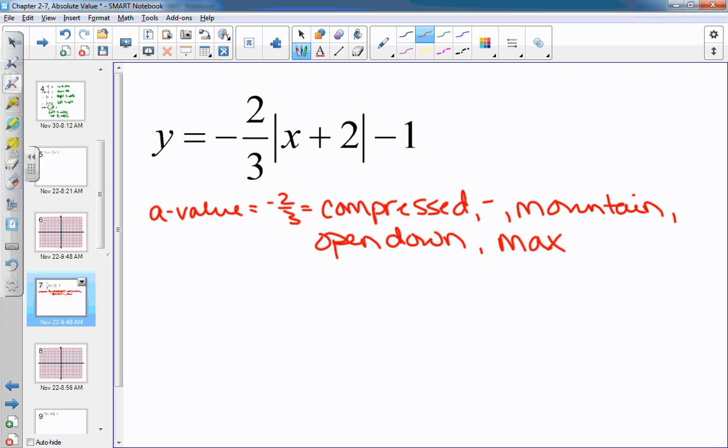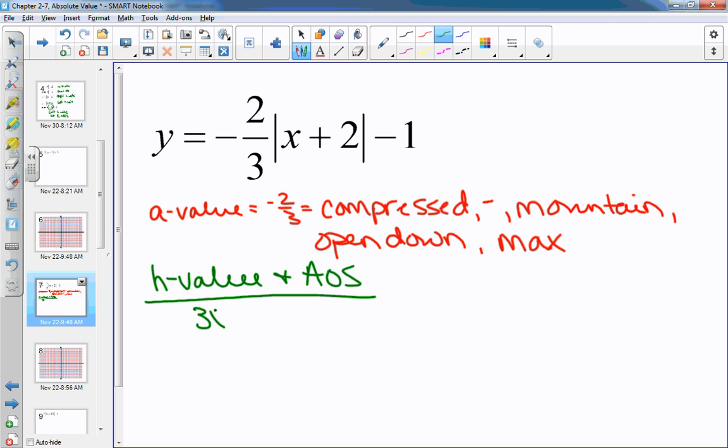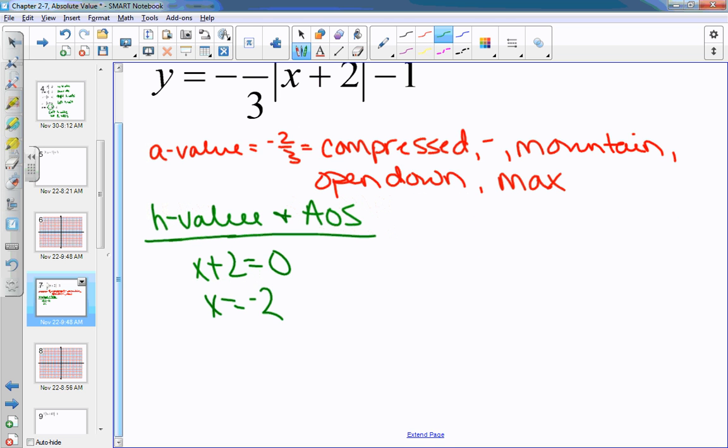Okay, the next thing we want to talk about is how to get our h value. So to get our h value and our axis of symmetry, we're going to take the junk inside the bars, which is x plus 2, I'm sorry, and we're going to set that equal to 0, and solve it. So if I solve that, I have x is equal to negative 2. If you box that in, this is what we call our axis of symmetry.